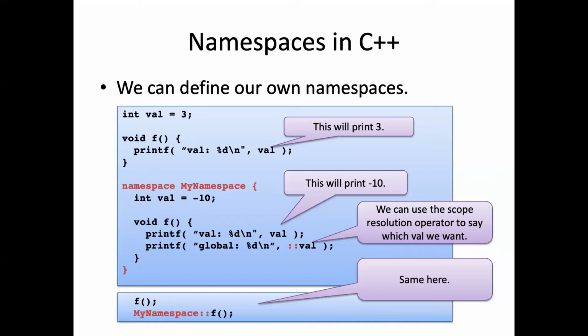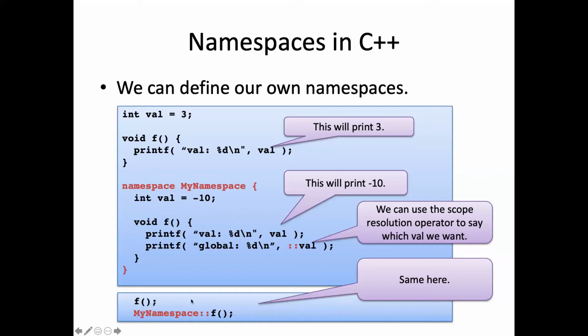If I'm in a function main and I call f, well, main is not inside any namespace. So unless I say otherwise, I'm going to get the f defined up here. If I want to be specific and say, I want the function f defined in this particular namespace, I just have to stick its prefix or its namespace in front. So this will call the f defined in my namespace.